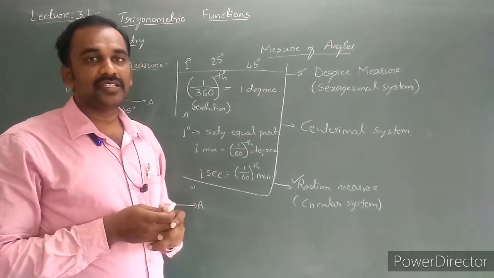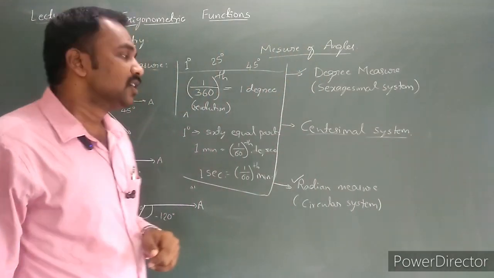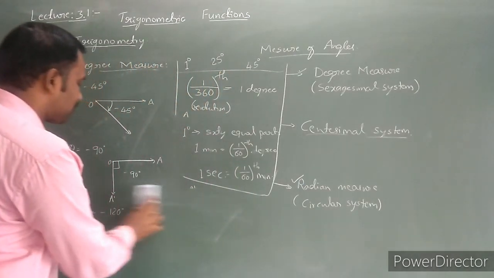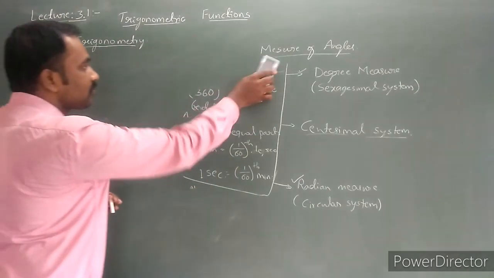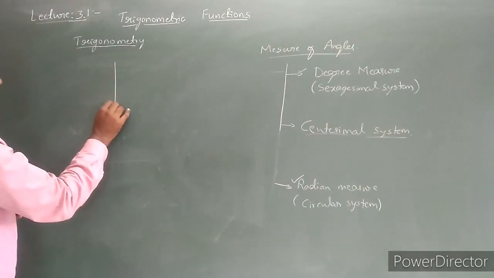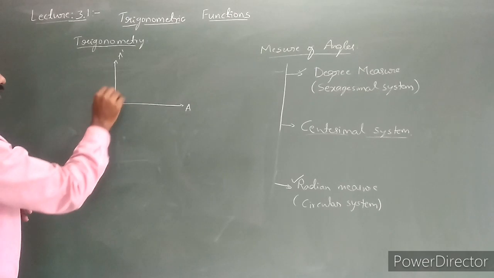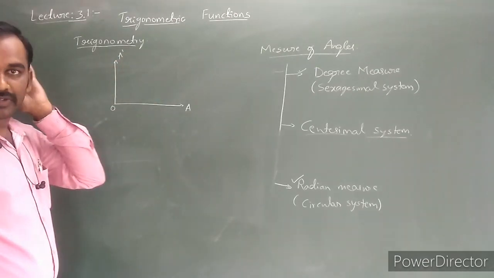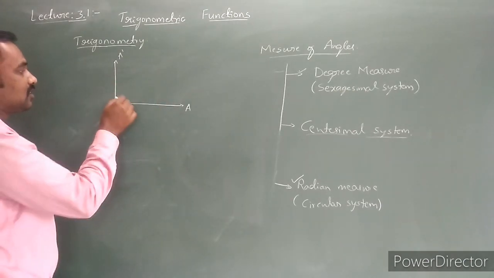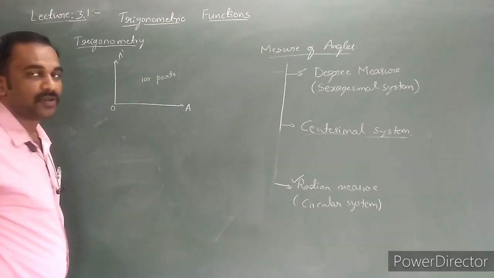Now, the next point is the centesimal system. What is meant by the centesimal system? Suppose a 90 degree angle is there, a perpendicular. This is the 90 degree angle, with OA and OA dash. In total, there are 90 equal parts. Instead of taking 90, we are going to divide it into 100 parts.